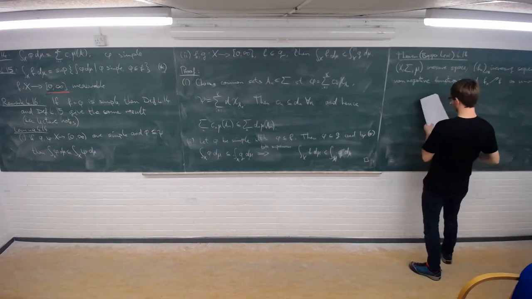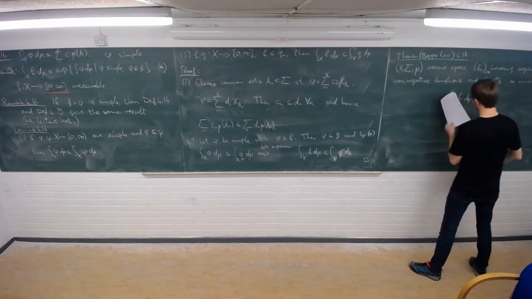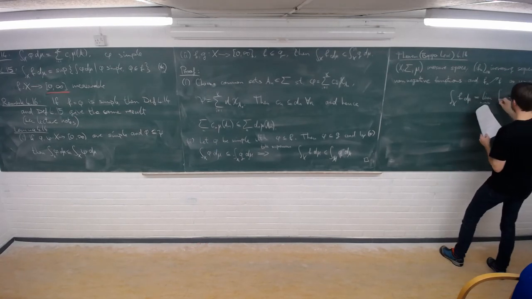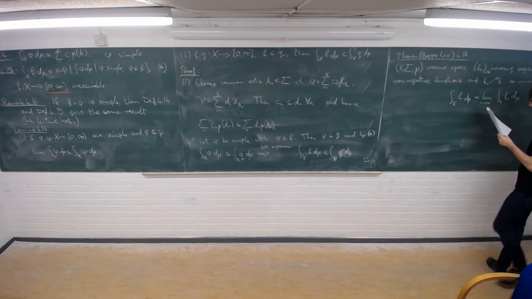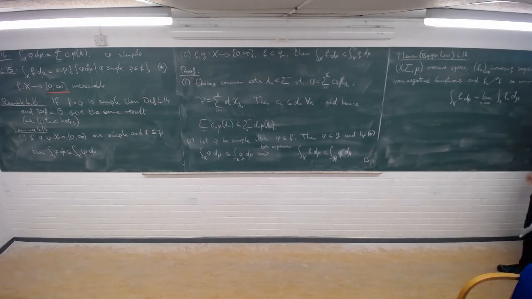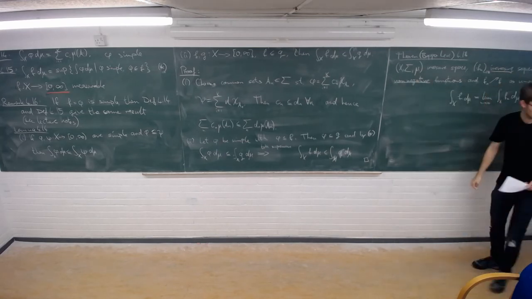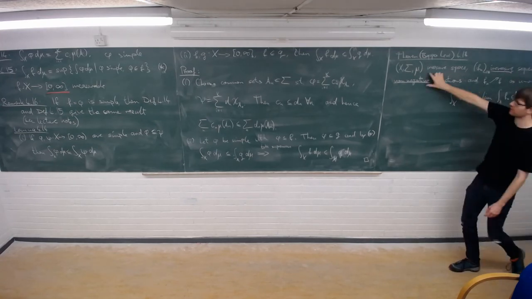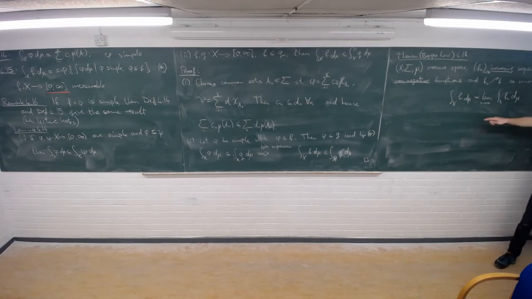Then integral f d mu is the same as the limit n going to infinity of integral f_n d mu. So in other words, if we have a sequence of functions and we know that it's increasing and we know that it's non-negative, then we can compute the integral of the limit by first computing the integral of the f_n and then taking n to infinity. And this is so important because it just applies to many situations.